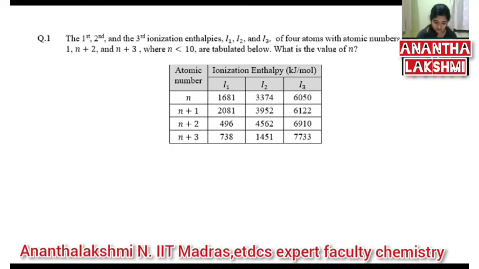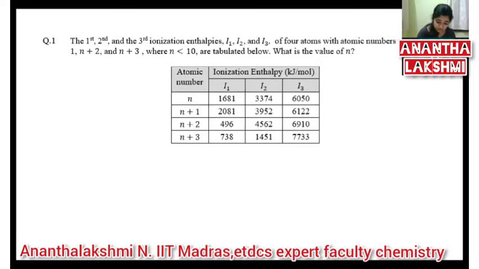The first, second, and third ionization enthalpies I1, I2, I3 of four atoms with atomic numbers n, n plus 1, n plus 2, n plus 3 are given in the table. We have to find what is the value of n. They've given that n is less than 10.